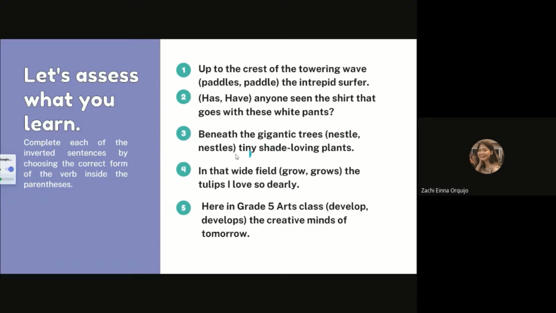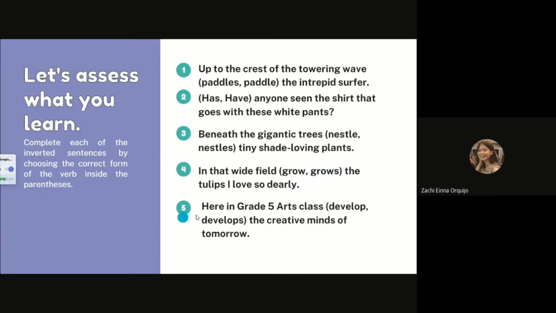Ano ba yung tamang verb? Nestle or nestles? Number 4, in that wide field, grow or grows the tulips I love so dearly. So what is the subject, no, of this sentence? So after you identify the subject, you choose between the two, grow ba or grows ang tamang verb.